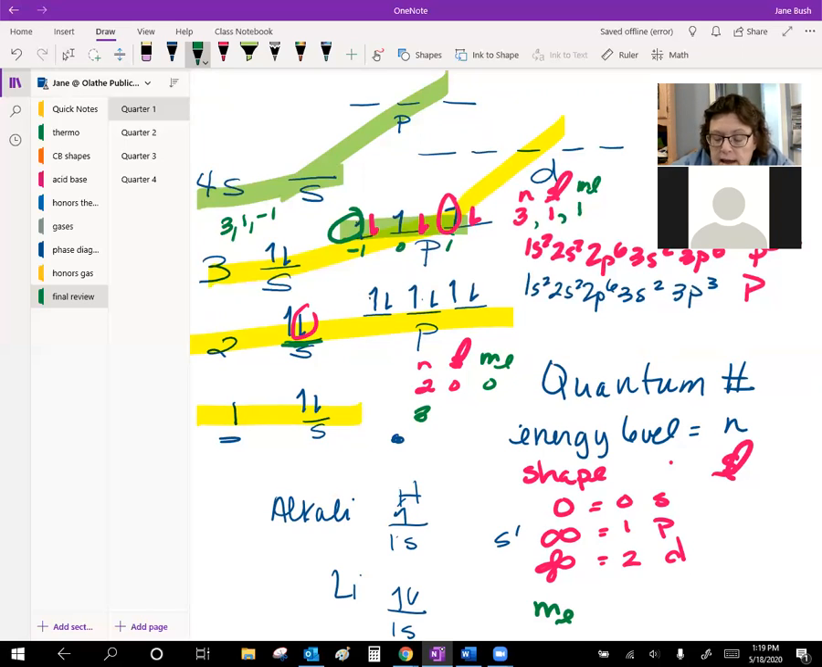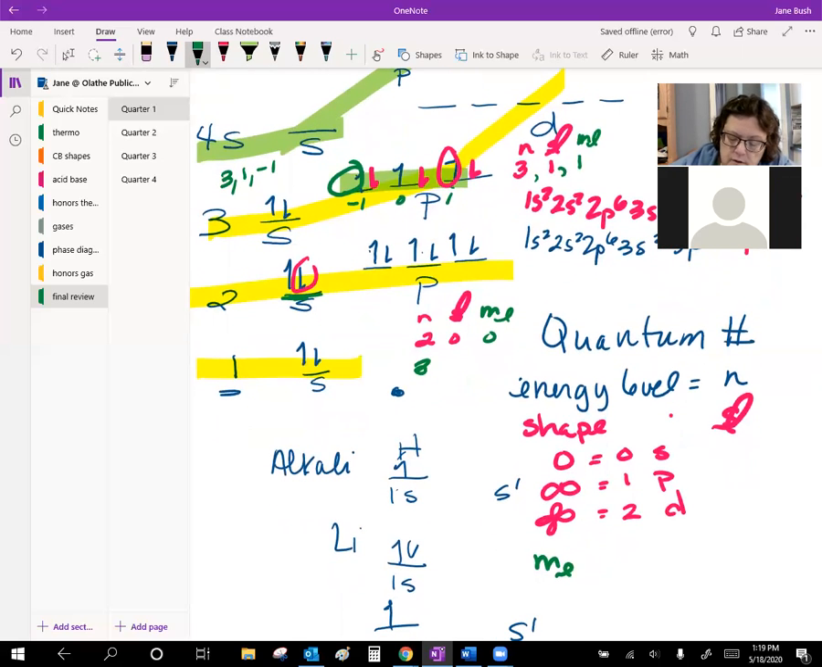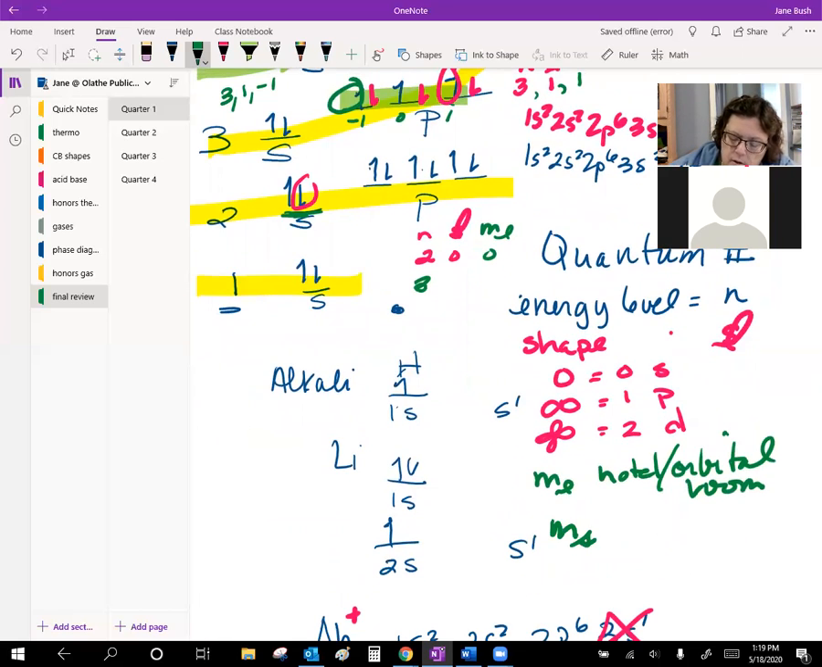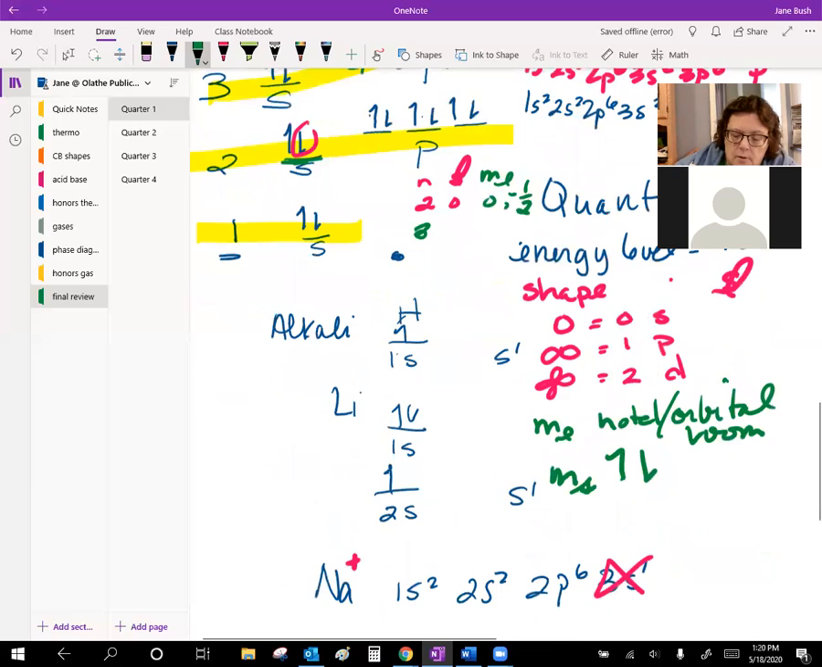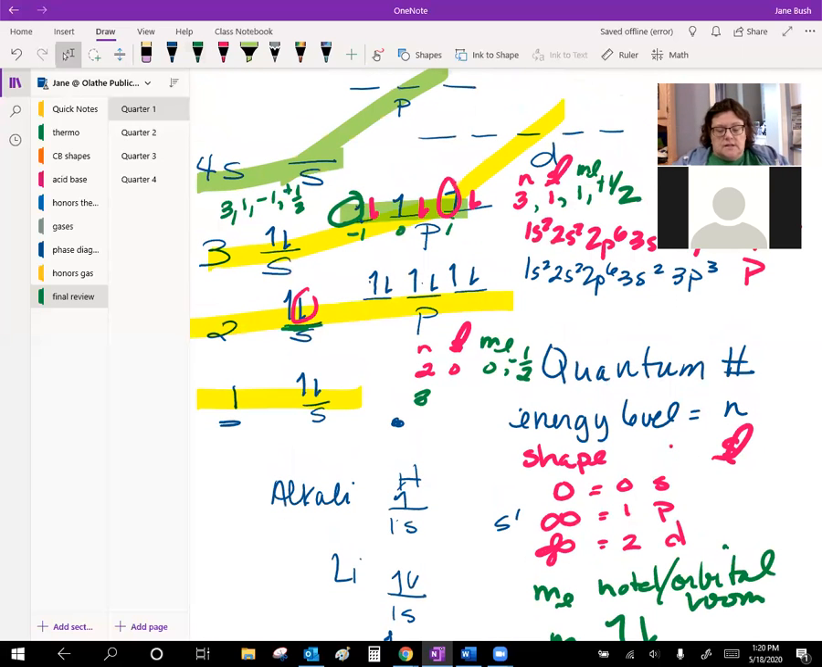All right. So ml is the particular hotel room. The last number is the spin, which means either up or down. This one here is up, so it's going to be a +1/2. This one's up, so it's going to be a +1/2. This one was down, so it's going to be a -1/2.